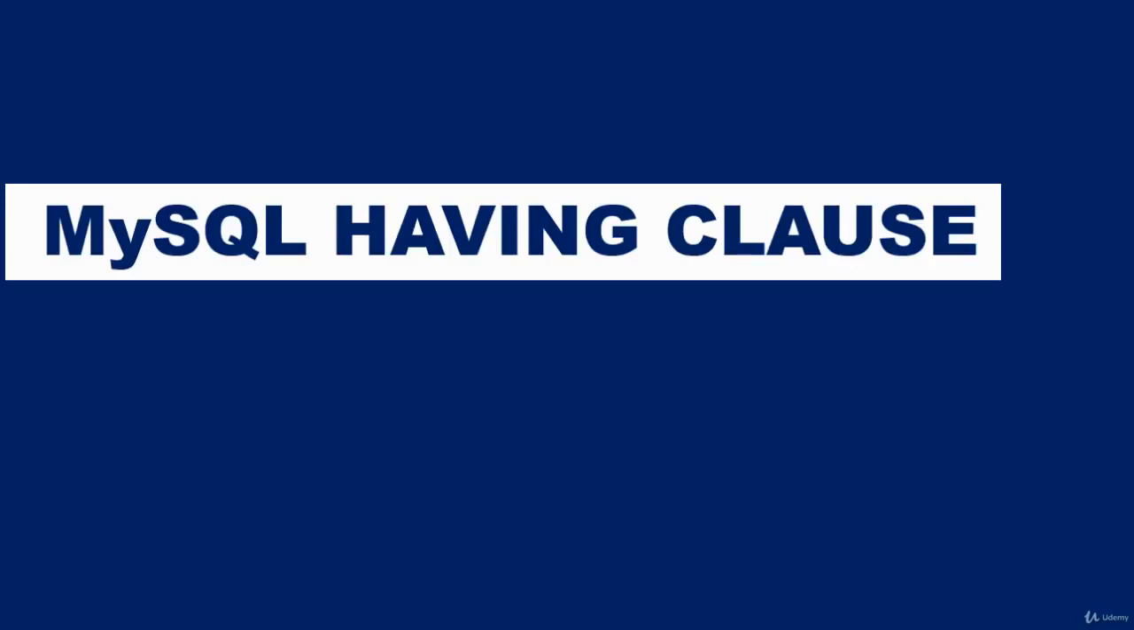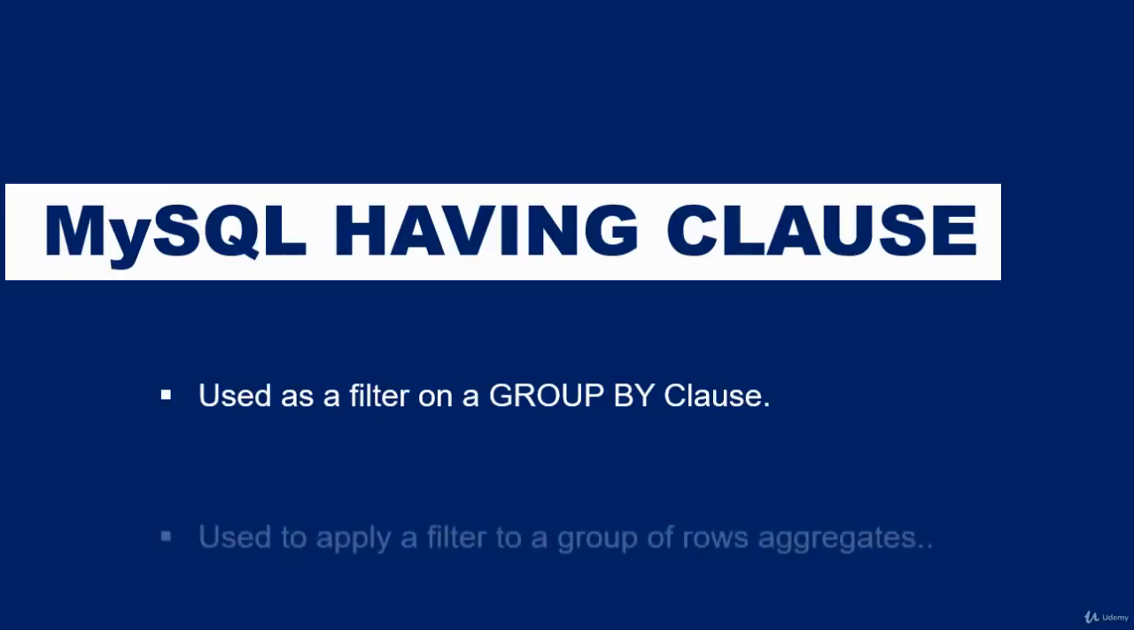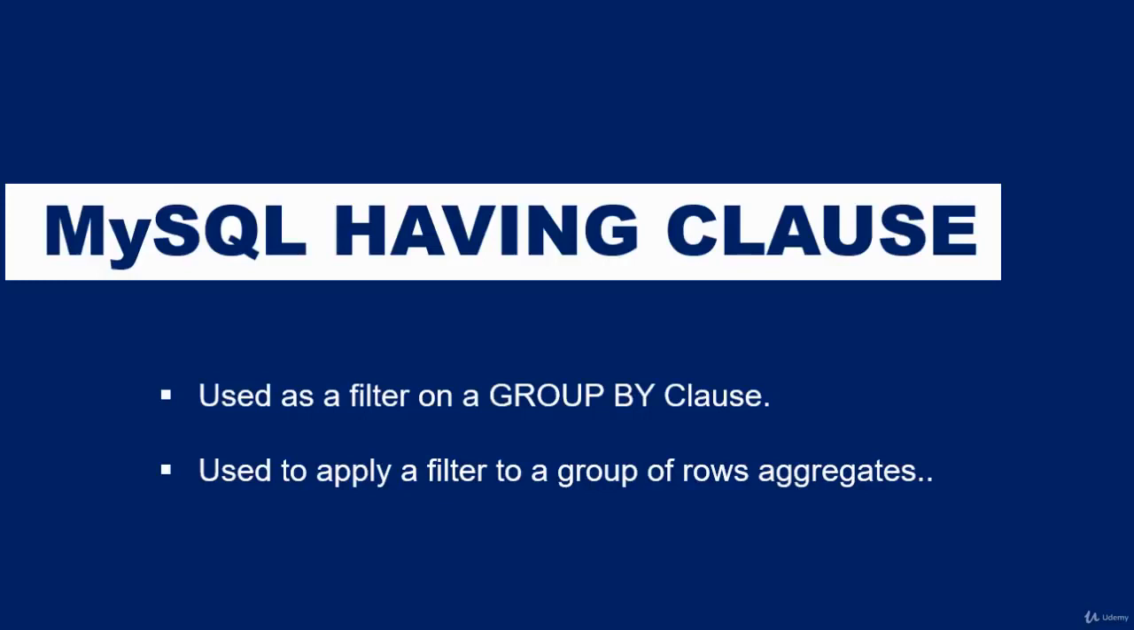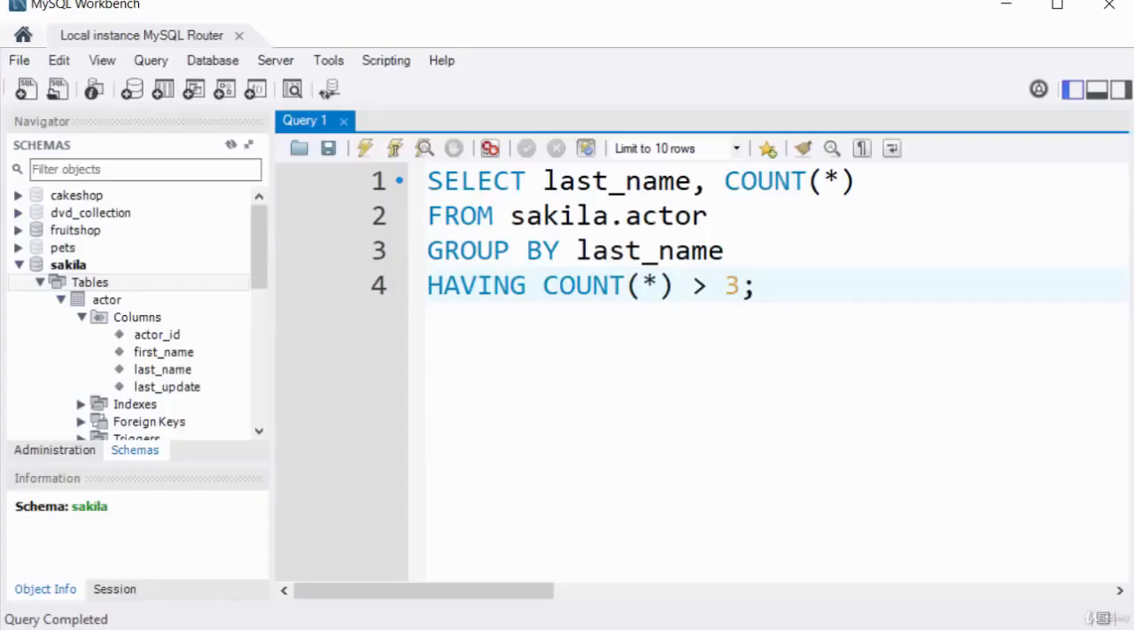The having clause can be used as a filter on the group by clause. So it is used basically to apply a filter to a group of rows or aggregates. This basically is in contrast to the where clause, which is applied before the group by clause. Let's take a look at the query I have in the query editor here.